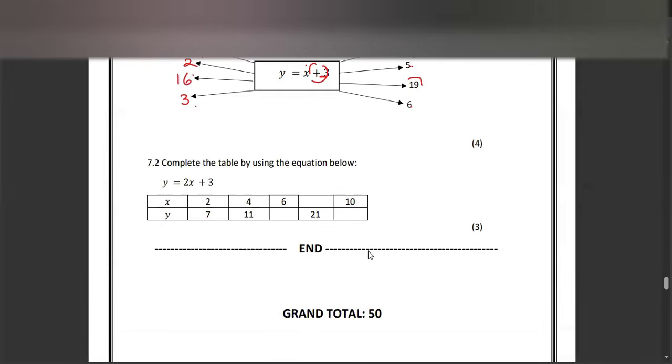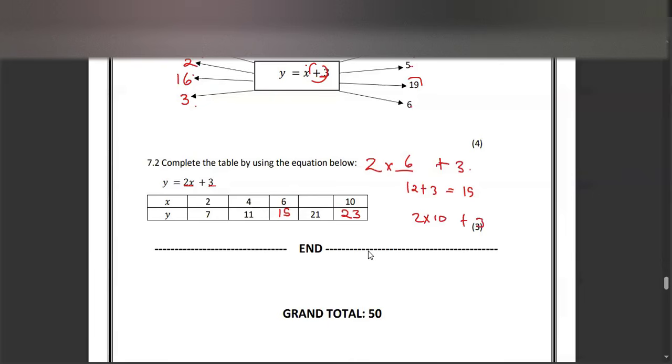Then lastly, complete the table by using the equation below. Okay, so 2x plus 3 simply means you have your 2 multiplied by the input value, and then you plus the 3. That's going to be 2 times 6, which is 12. 12 plus 3, that's 15. Okay, let me do the 10. 2 times 10 is 20, plus 3, we get 23.